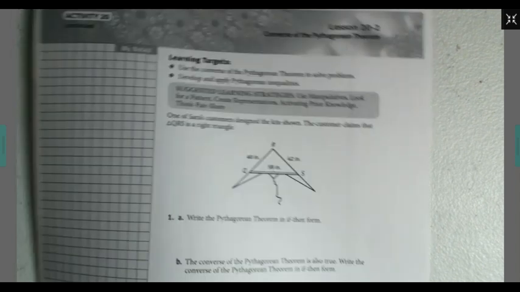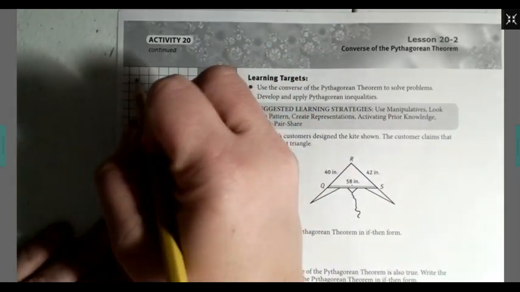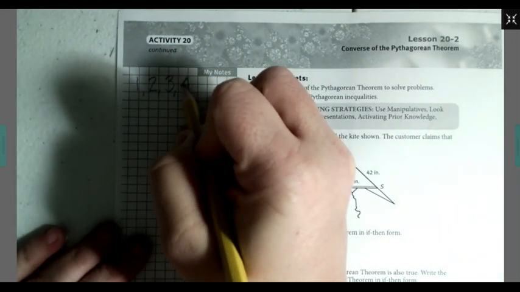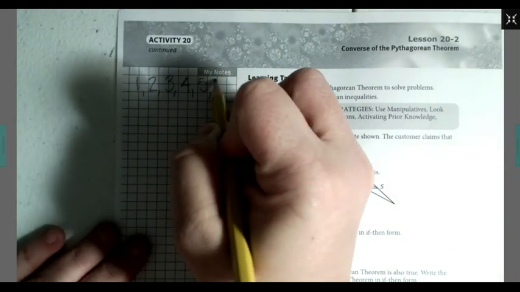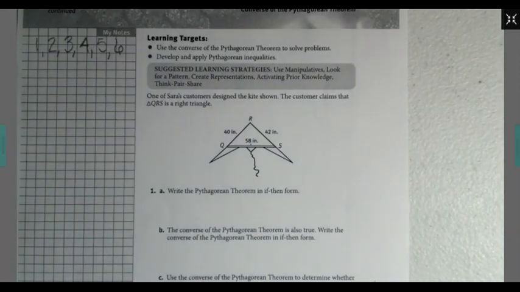This particular lesson, which is lesson 20-2, the converse of the Pythagorean theorem, will be split into six separate sections. Question 1, question 2, question 3, question 4, question 5, and question 6. We will look at these all individually. Let's take a look by starting off and looking at our introduction to question number 1.